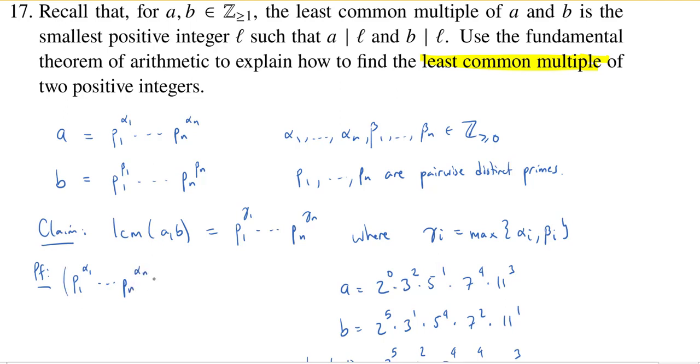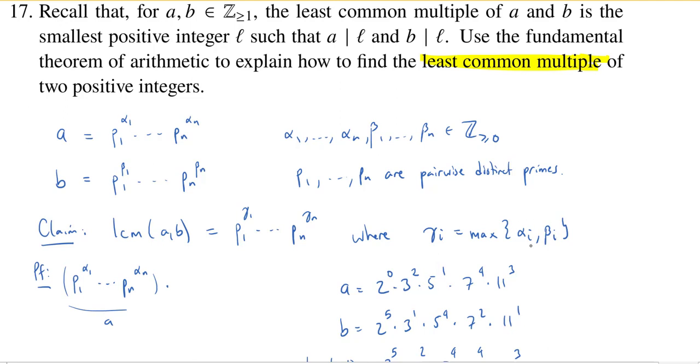And we can, so this is your A, and we can multiply it by something to get P1 to the gamma 1 dot dot dot Pn to the gamma n. What do I multiply it by? Well, because gamma 1 is the larger of these two numbers, then it's either going to equal alpha 1, in which case I don't have to multiply by anything to get gamma 1, or it's going to be equal to beta I, which will then be a bigger number than alpha I. And so I could just multiply by the difference of these two.